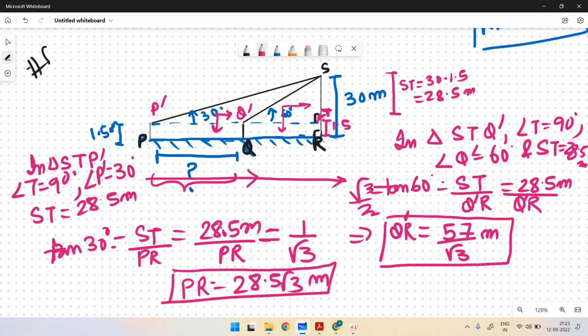So if you want to calculate the value of PQ, you need to find this distance. PQ, which is the same as P dash Q dash, is nothing but P dash R minus Q dash R. So this minus this will give you your answer.